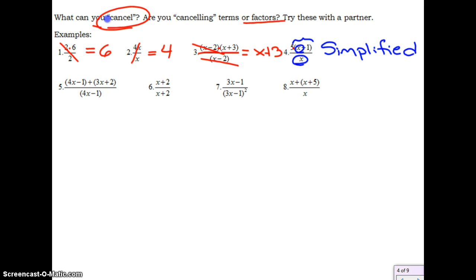If we look at number 5, you will notice a similar situation. I see this 4x minus 1 here, and I see it here. However, the 4x minus 1 in the numerator is not a factor because it's adding to the 3x plus 2. If it looks like it's adding, it's not a factor, it's a term. So it is not going to be canceling out. They have to be multiplying by each other in order to cancel them out. So again, number 5 would already be simplified.